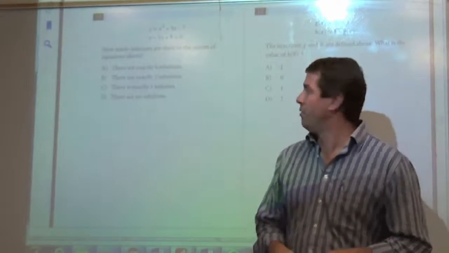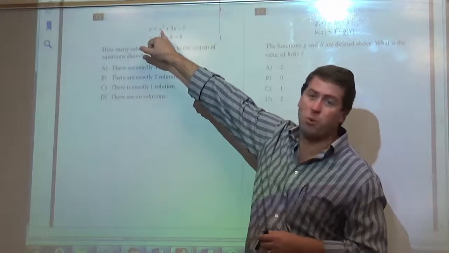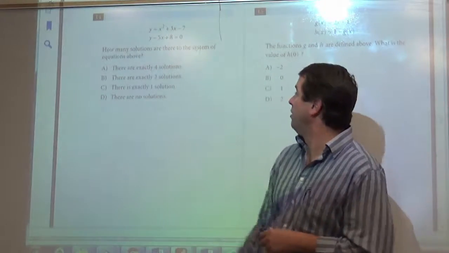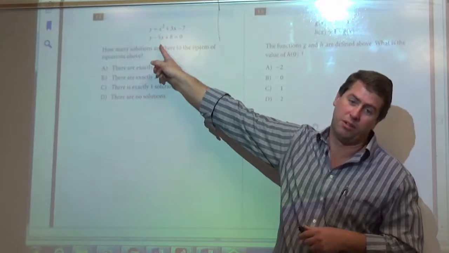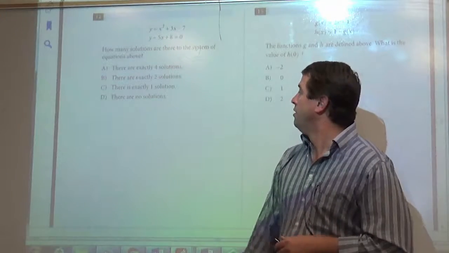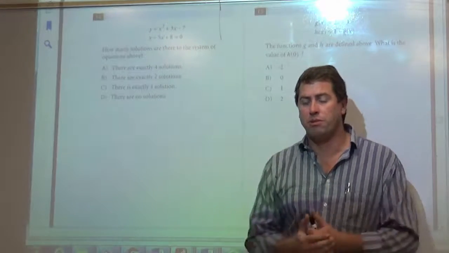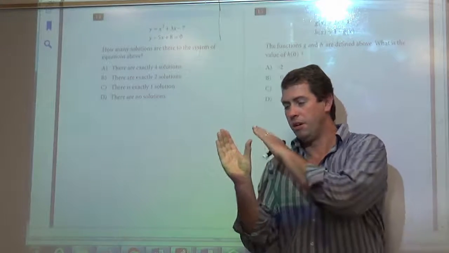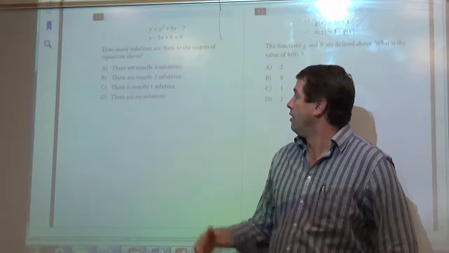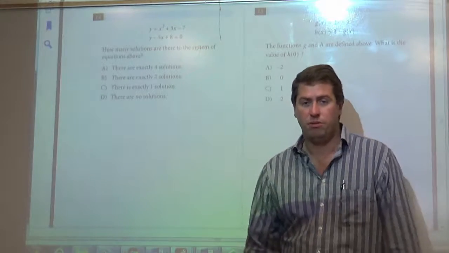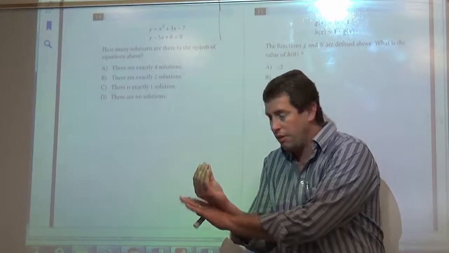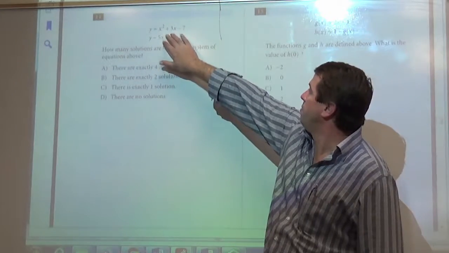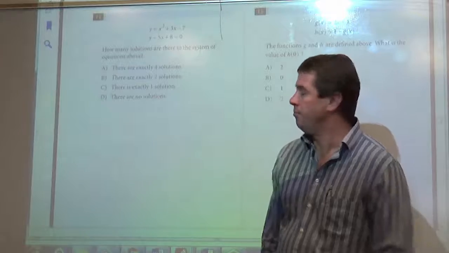All right, so this one's kind of ugly. The first one, we've got a quadratic. It has an x squared, it's a u shape, it's a parabola. This one has just a regular x. It's a line. So that means, at most, they could have 2 solutions, because we've got a u shape and then a line. Now, they could have 1 solution, where the u shape just barely touches the line. Could have no solutions. So I'm going to have to mess with this to actually find out.